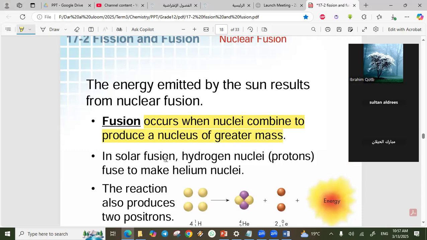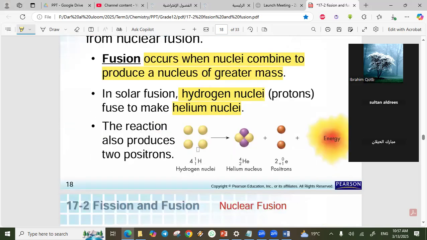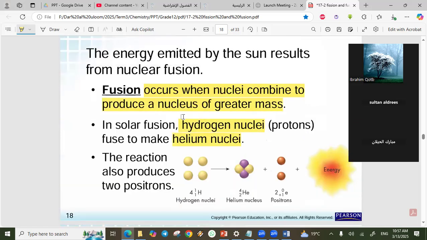It's written here, in solar fusion, hydrogen nuclei fuse to make helium nuclei. So here, the small atoms are hydrogen nuclei. The heavier atom is helium. And the problem here is what? Why does this fusion need a very high amount of heat? Because protons are positive, as you know, and they repel each other.